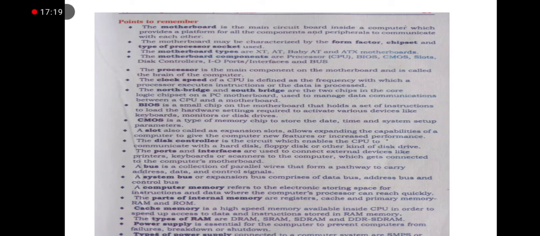Now the cache memory, we know it is a high speed memory. It is a high speed memory available inside the CPU in order to speed up access of the data and instructions stored in the RAM, that is, in the primary memory. There may be a chance of this question: What is cache memory? So you have to say it is a high speed memory available inside the CPU in order to speed up the access of the data and instructions from the primary memory.